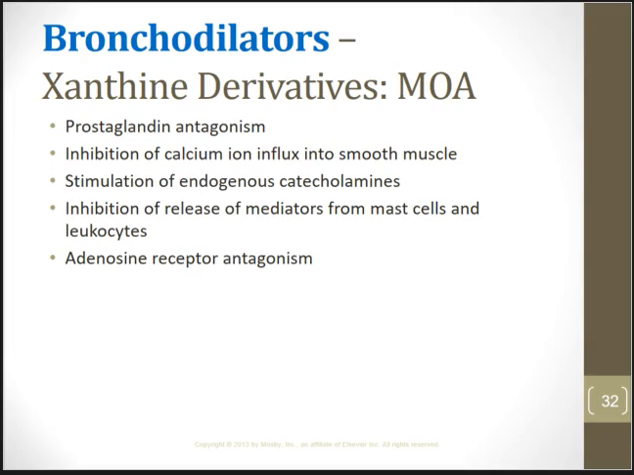Now, like I said previously, we find xanthines in food products like coffee, chocolate, and tea. So if you think about when you're sick and you have a cold and you're all congested and stuffed up and you drink hot tea and your airways feel better, part of that is from the xanthines.